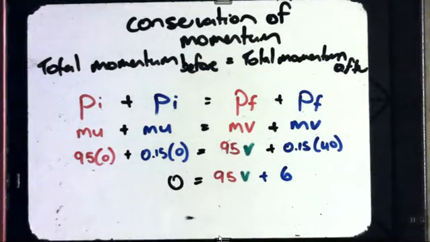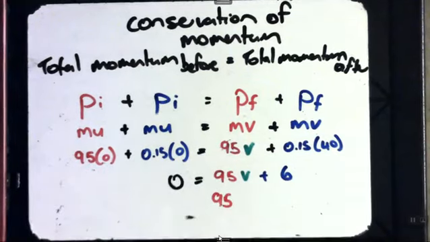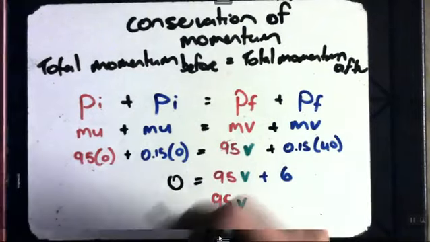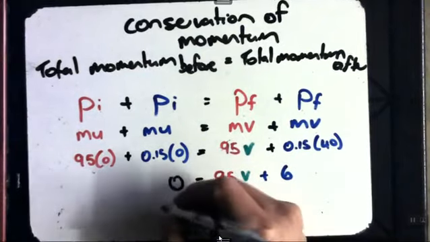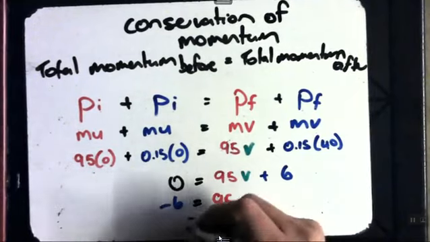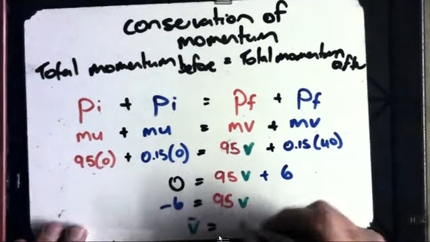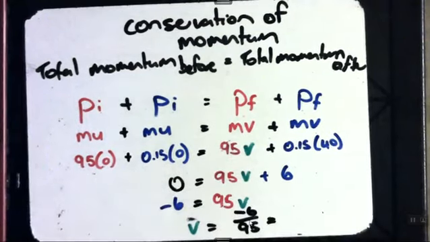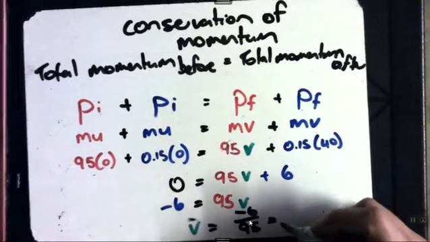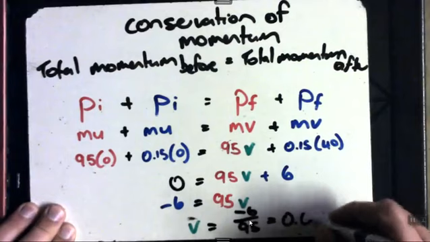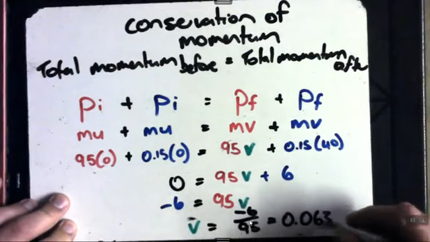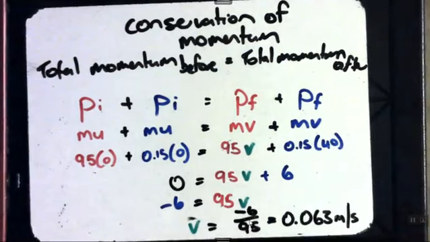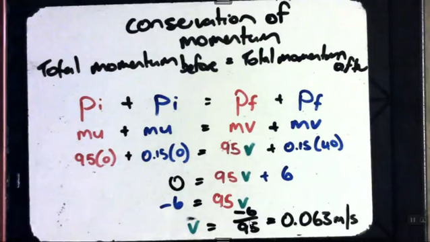Okay, so to calculate this, we are going to say that 95V is equal to -6. So therefore V will end up being -6 divided by 95, and that gives me 0.063 meters per second. So the guy is much heavier than the baseball.